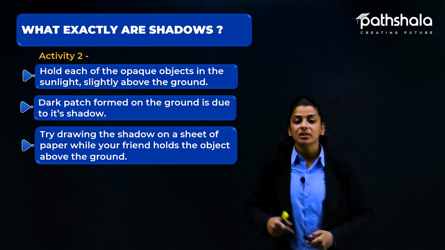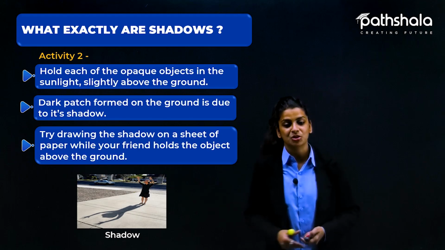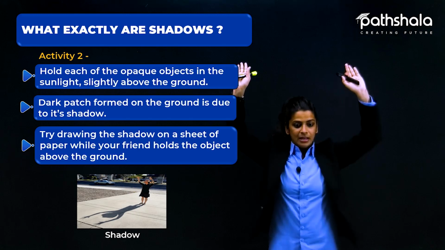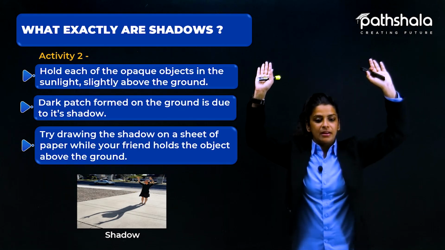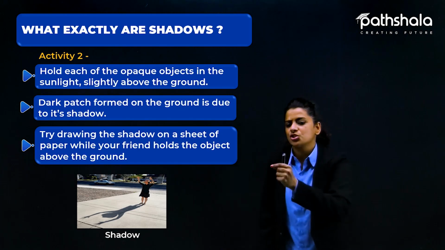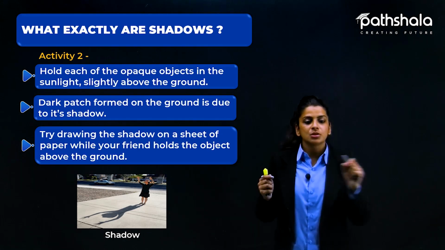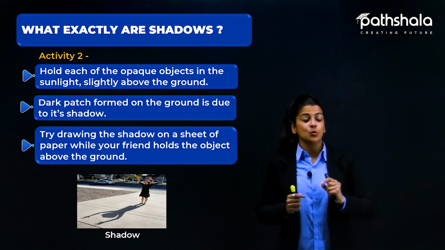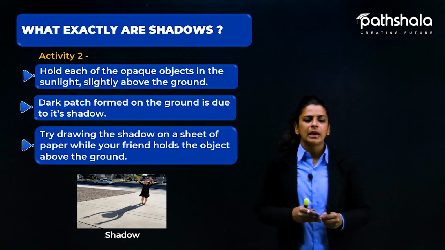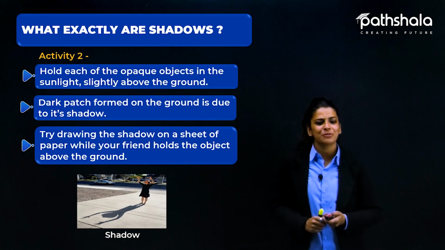So now try drawing the shadow on a sheet of paper while your friend holds the object above the ground. So this is the picture. Here one student is standing with his or her hands up in the air, and you'll see the shadow is being formed on the ground. So you can also draw the shadow of your friend or anything your friend is holding in his hand, to see if this is the structure that person is holding or not. कि हमें कैसे पता लगेगा कि ये उसी इंसान की shadow है? So try drawing it and then you'll know that okay, the person who is standing here, ये उसी की shadow है which is being formed.